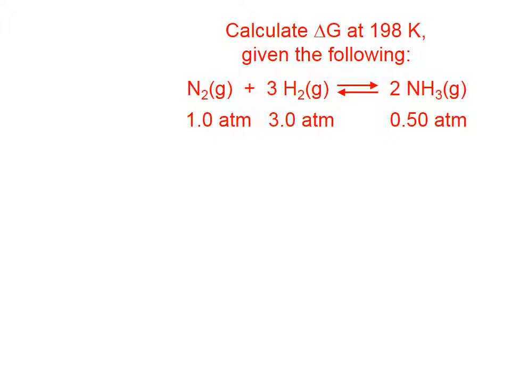We're going to calculate delta G at 198 Kelvin given the following information. This is the Haber process, where nitrogen and hydrogen gases combine to form ammonia. There is an equilibrium that is set up between those, and at this particular instant we have certain pressures of those gases, and we're at 198 Kelvin. We note here first that 198 Kelvin is not standard temperature. Standard temperature is 25 degrees Celsius, which is 298 Kelvin.